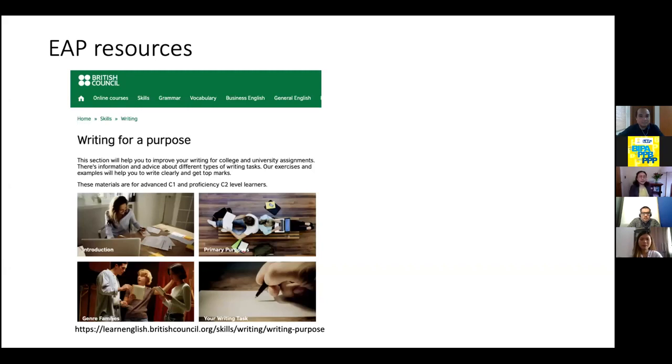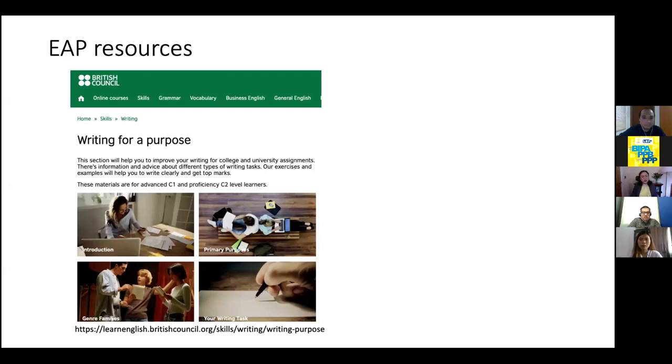The first one is this one, Writing for a Purpose. It's available for free on the British Council Learn English website. This is very high quality academic writing material. I can say it's evidence-based academic writing material, because this was developed on the basis of a corpus, an academic corpus in the British university context. So again, very, very high quality. So please check this website, and hopefully you will find the material useful.